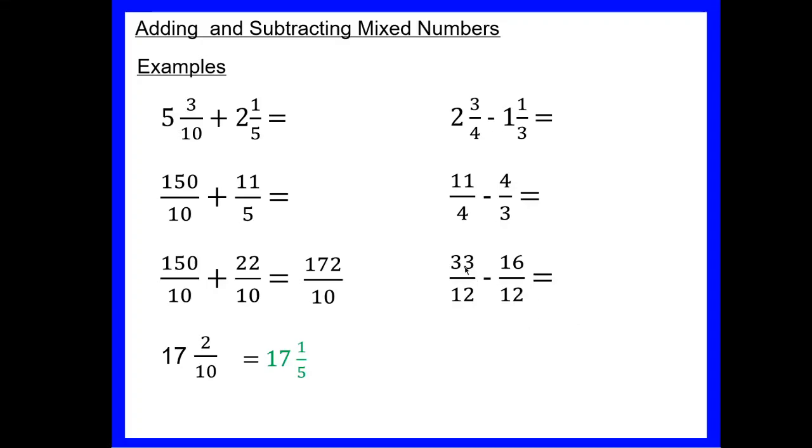Now we've got the same denominator. We've got 33 minus 16, which gives me 17/12. Again, it's an improper fraction, so I need to change it to a mixed number. 12 fits into 17 1 whole time with 5 remaining back over the 12. And I just check. I can't simplify 5/12, so there's no common value that fits into 5 and 12. So that's my answer. Make sure you've written down those examples before you move on.